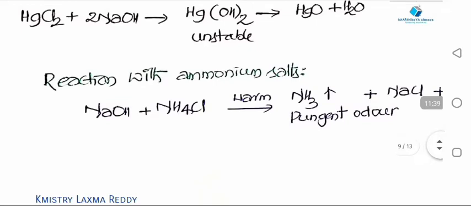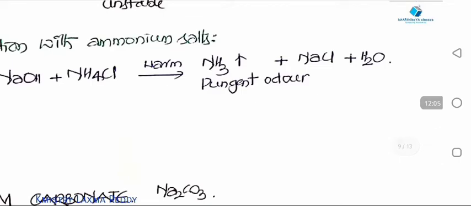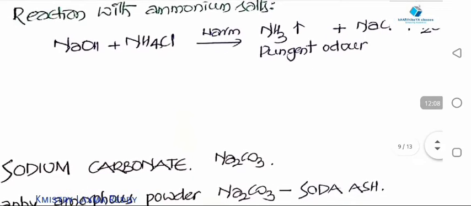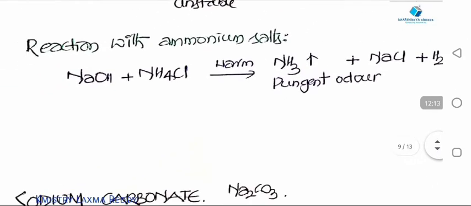And one important ammonium test: whenever you go for qualitative analysis of inorganic salts, if you want to do the ammonium cation test, take the salt in your palm, add 1 drop of sodium hydroxide, rub it and smell it. If you get a pungent odor, that is nothing but ammonia, and that is this reaction: sodium hydroxide with NH4Cl, ammonia gas is released. Just warm it, you will get ammonia. So these are important reactions of sodium hydroxide.